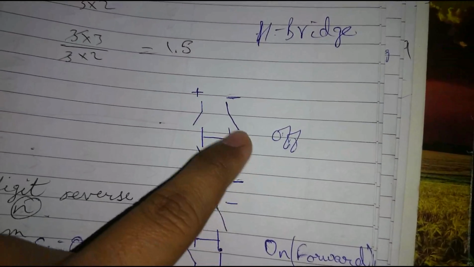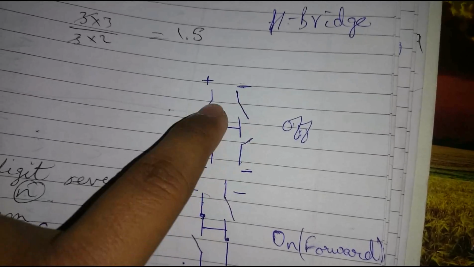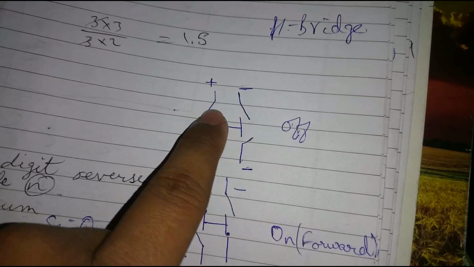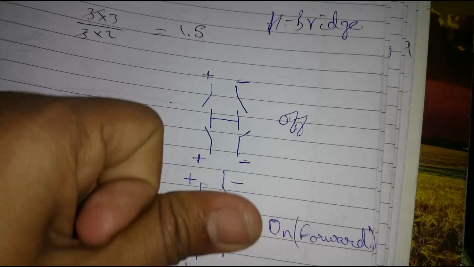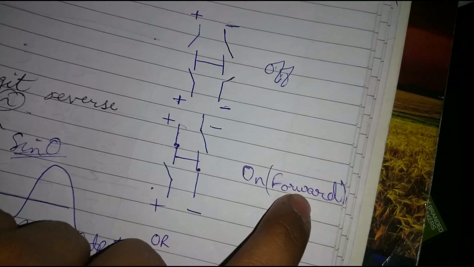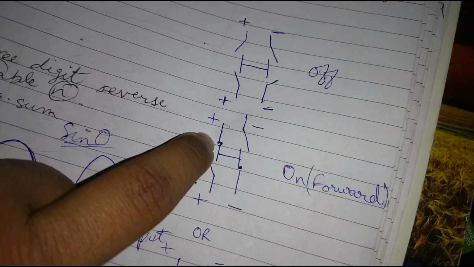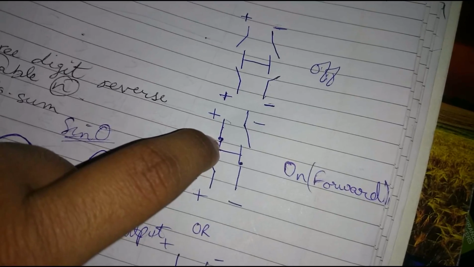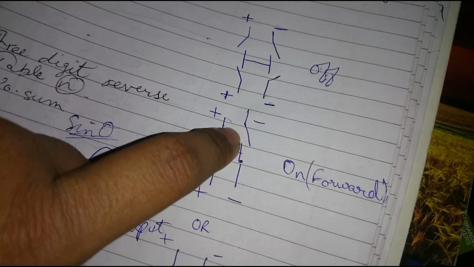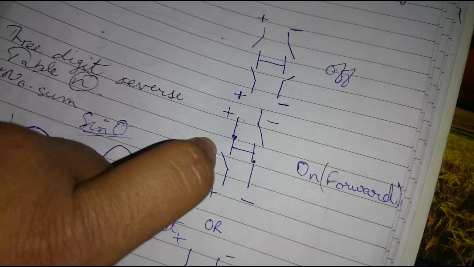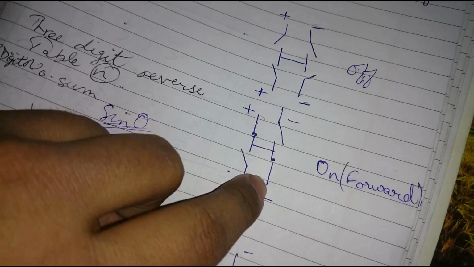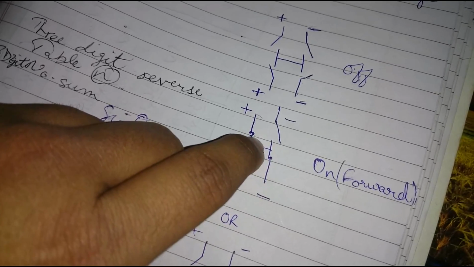In this condition, all the switches are open, and the motor will be off because no current is flowing in any part of the circuit. In the on condition, when the motor is running, the switch here is closed, and the switch here is closed, and the switch here is open, and here it is open, and the direction of the current is from positive to negative, with the motor in between.